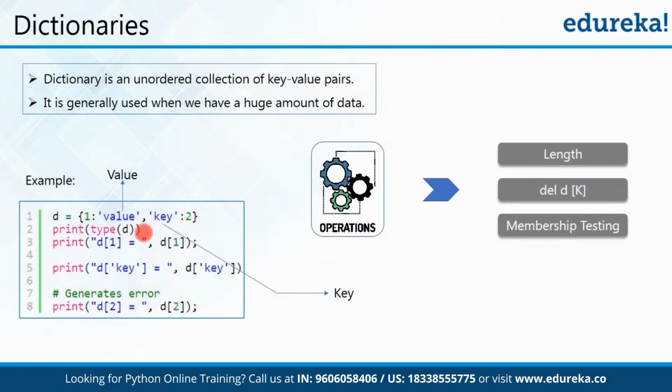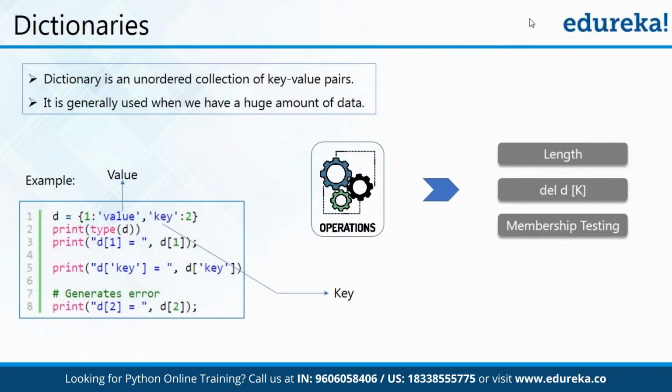Now when you go on and print D of 1, that is nothing but the key, then it will print the value that is attached to D of 1, or you can say the value that is attached to key 1. But if I go on and print D of 2, 2 is nothing but a value and there is no key here, that is 2. So it will give us an error. This is how things work in dictionaries.